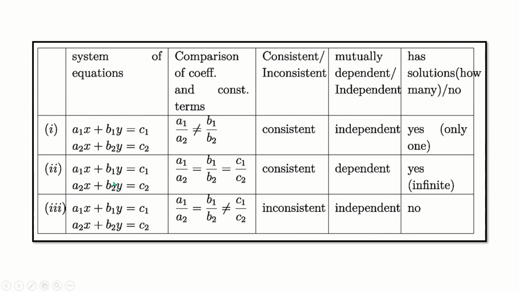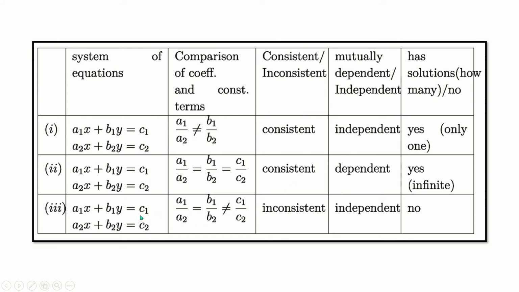And number two, the ratios of the coefficients of x and y are equal. Okay, if equal, then we have to take the ratio of the constant term, and if this is also equal, then we can say these two equations are consistent, dependent, and infinite solutions are present. That means more than one solution satisfies this equation. Clear? That is the condition, you have to know this.